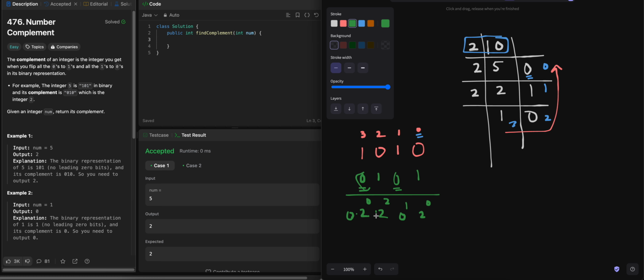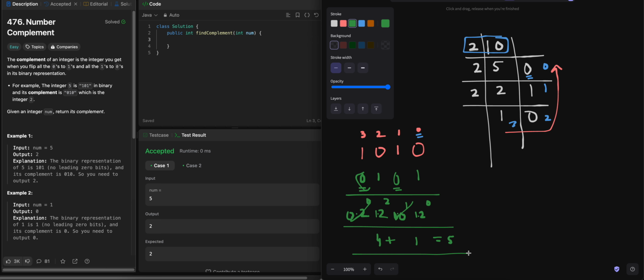Since here we have 1 multiplied by this, 0 multiplied by this value and 1 multiplied by this value, finally the ones multiplied by 0 won't contribute to the final answer. So it will be 2 to the power 2, which is 4, plus 1. 2 to the power 0 is 1. And 1 multiplied by 1, so it's 5.